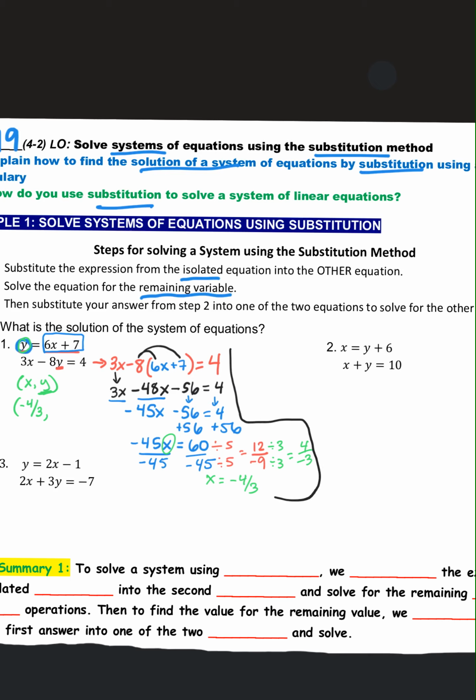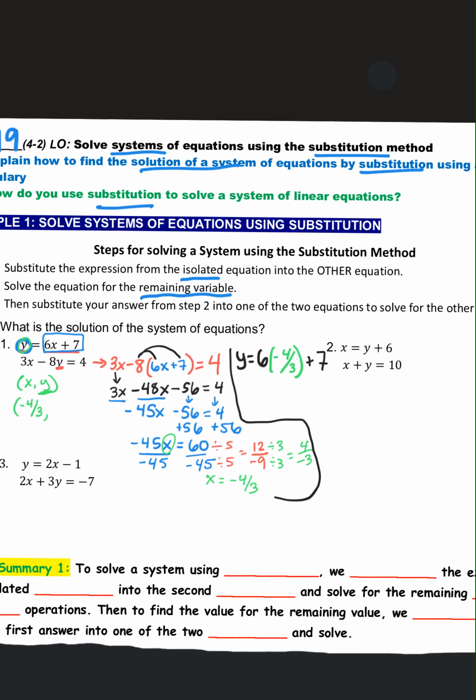Same question, but I'm going to do y equals 6, and instead of x, I'm going to put negative 4/3, plus 7. Then I need to multiply that 6 times that negative 4/3. You can either use a calculator if you're rusty on multiplying fractions, or you can follow along with me.